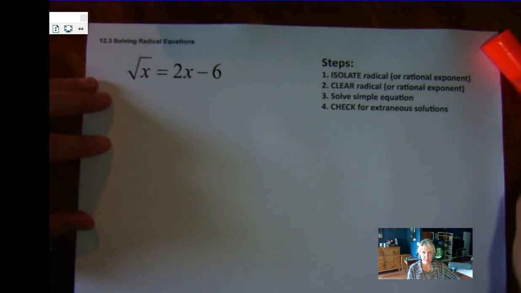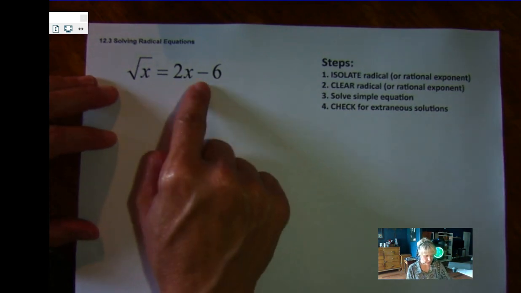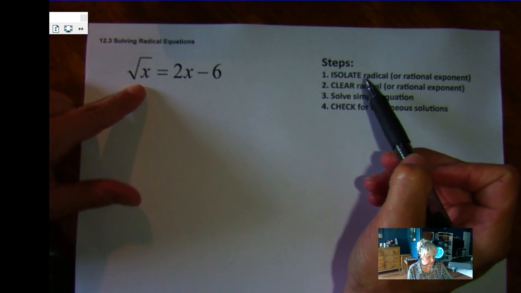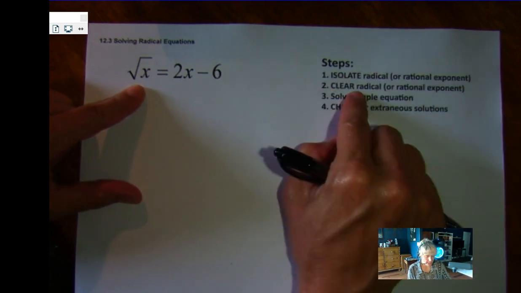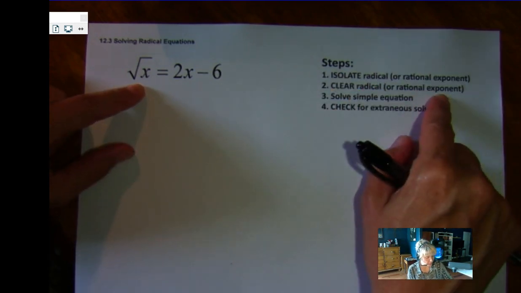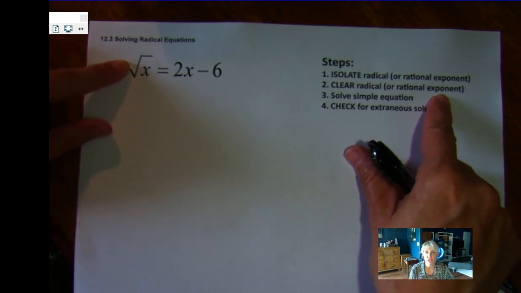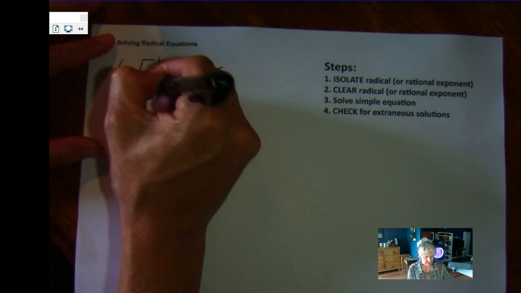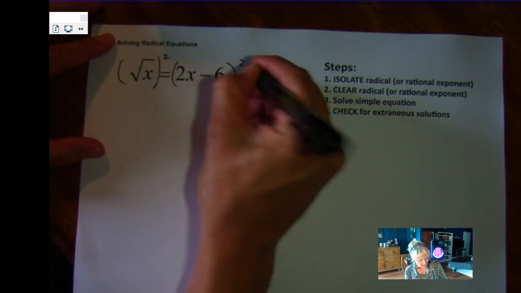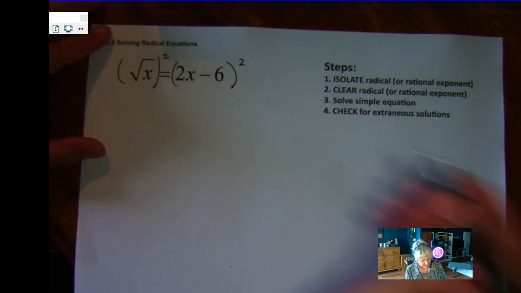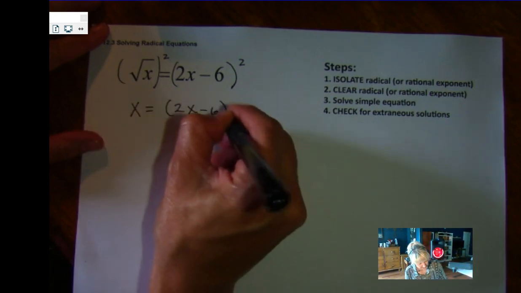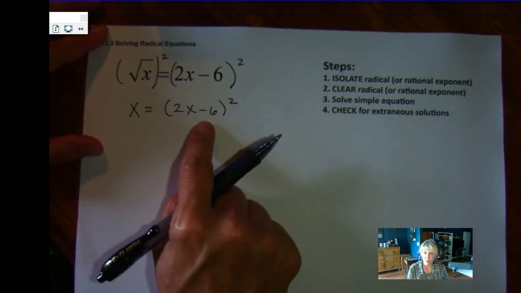So our first example is the square root of x equals 2x minus 6. We are going to isolate the radical, it's already by itself, and we're going to clear the radical, which means we are going to raise it to the power of the root. This is a square root, so we're going to raise both sides of the equation to the second power. So what we're going to have is x equals (2x minus 6) squared. We're going to FOIL this out.